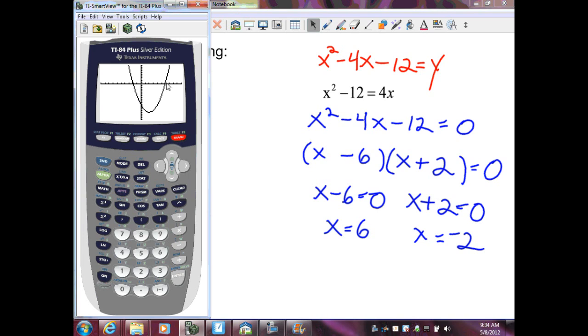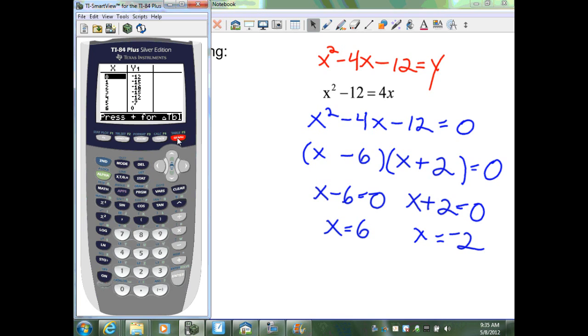Here are my intersection points with the x-axis. Those are my x-intercepts, or the 0 of the function. They had better be (negative 2, 0) and (6, 0). Let's verify that that is the correct solution by factoring and also by graphing. They better match up. So what I want to do is go to second graph.